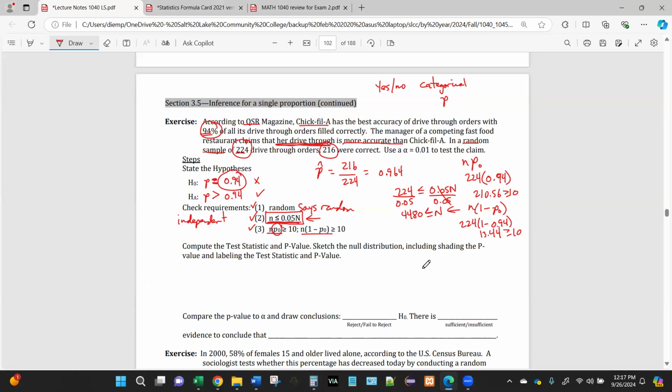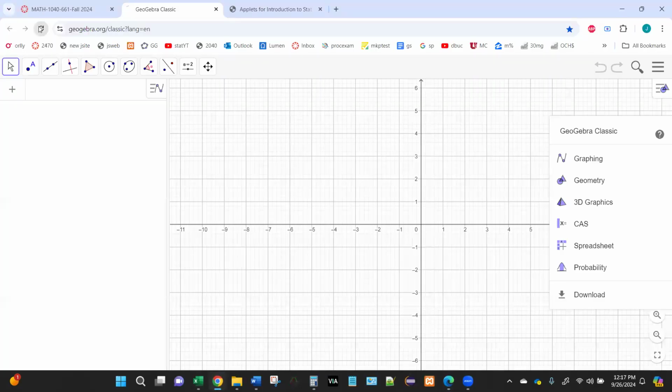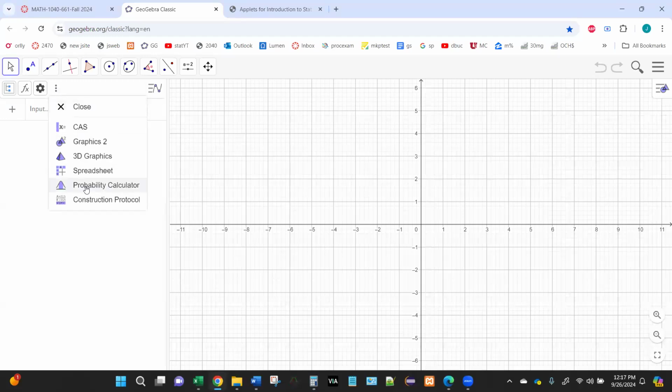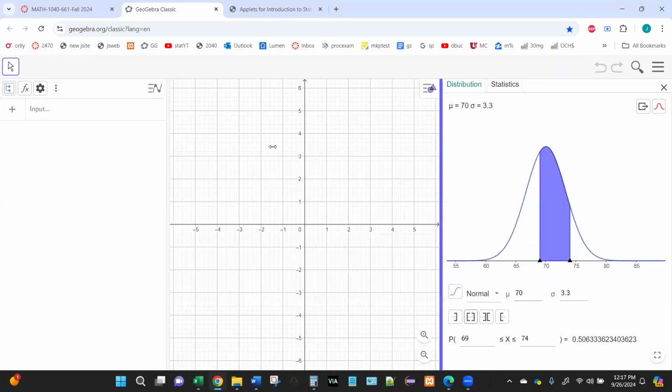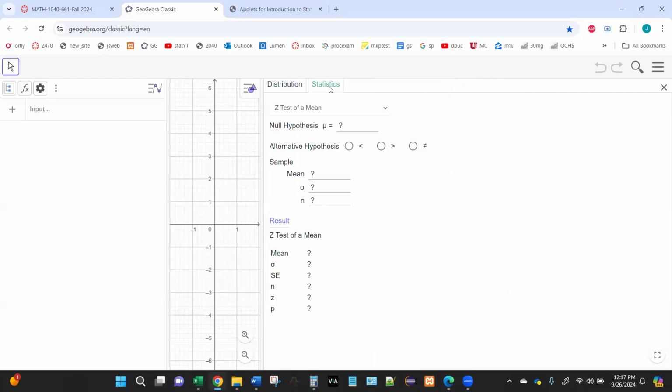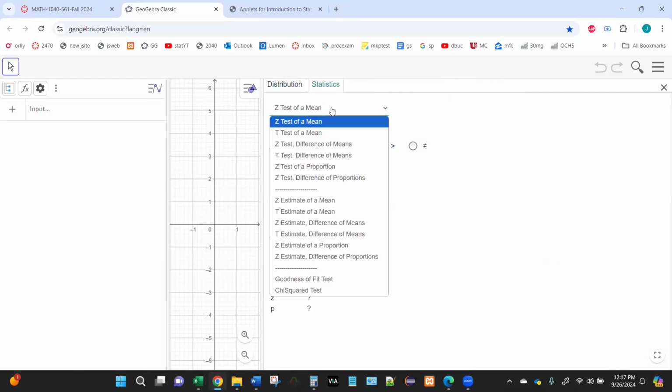So let's go over and use GeoGebra here to do that. We go to the toggle, the three dots, probability calculator. We go over to the stats panel, and then the dropdown.